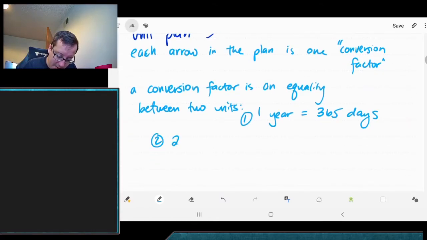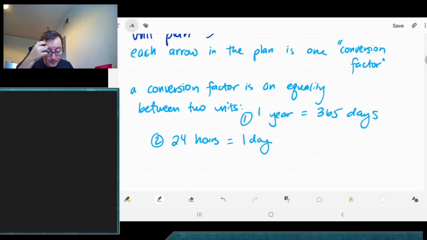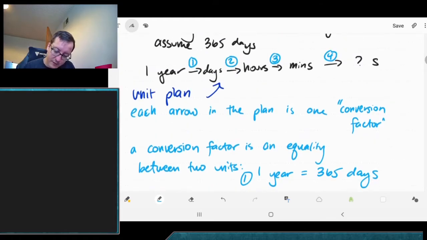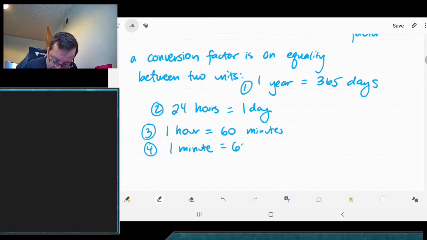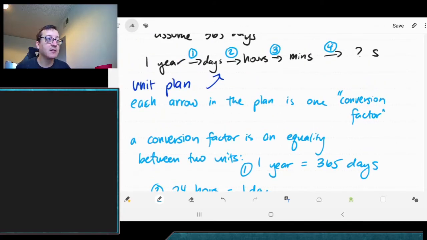So we already know that 24 hours is equal to 1 day. Our next conversion factor was between hours and minutes. So we know that 1 hour is equal to 60 minutes. And our last conversion factor, we know 1 minute is 60 seconds. So, stuff we know. So far so good, hopefully. Things, again, we already know. But these are the 4 conversion factors we're going to use in going from years to seconds.